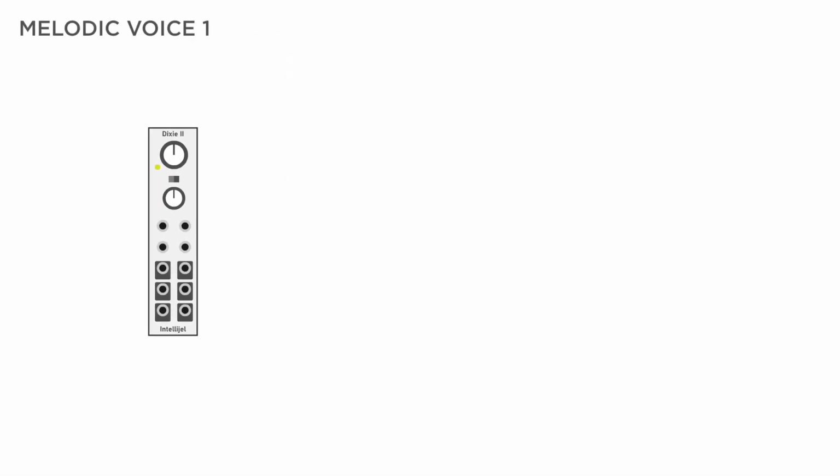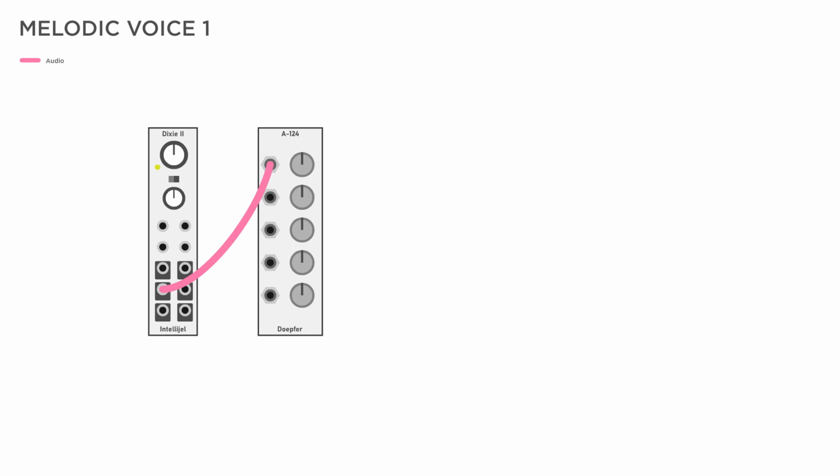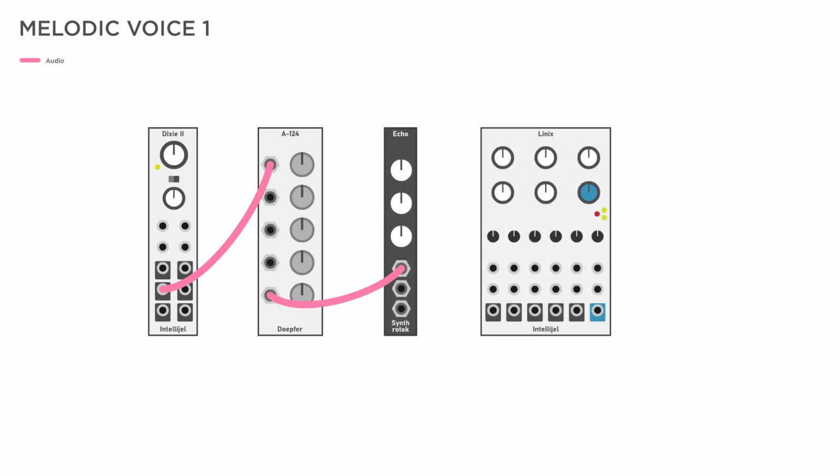The first voice is a fairly straightforward monophonic synth. The audio chain is simple. I start with a waveform from the Dixie 2 oscillator, feed it to the dupe4wasp filter, add the Synth echo for extra character, and route it to the IntelliGel Linux VCA for volume control. From there, it's going to a unity mixer where it's mixed with the other melodic voices before it goes on to a small outboard mixer.